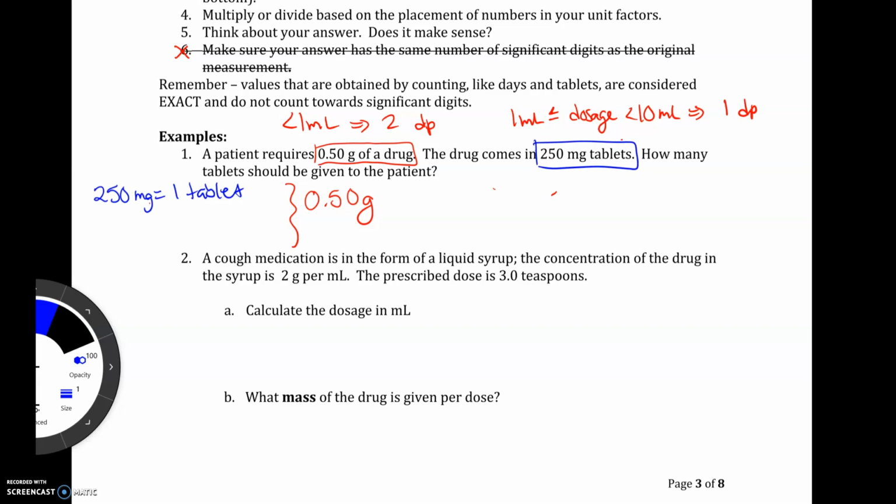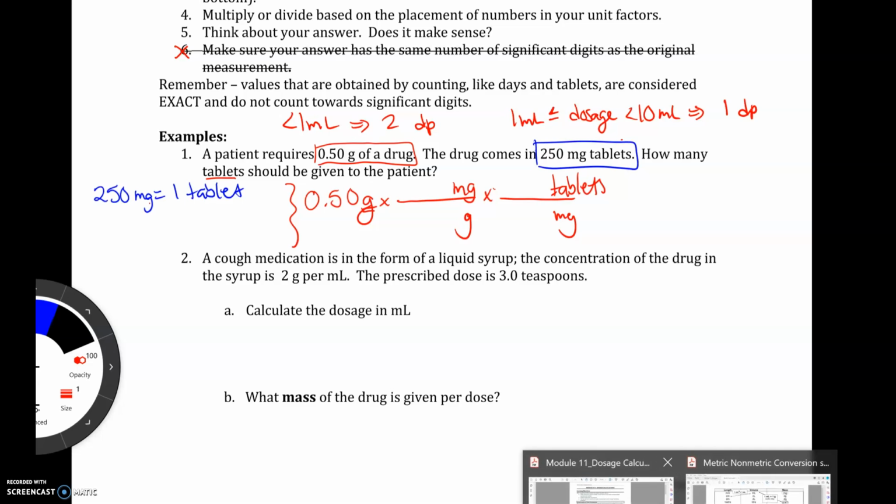Okay. What I'm being asked for is how many tablets should be given to the patient. So I have to go from my starting units of grams to an ending unit of tablets. We can do that by using two unit factors. The first thing I'm going to have to do is go from grams to milligrams so that I can apply my information about the concentration of medication. My second unit factor is going to let me go from milligrams of medication to tablets.